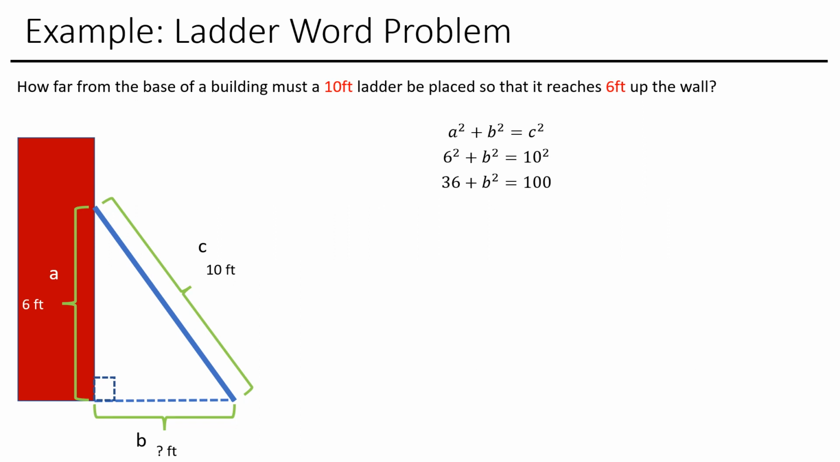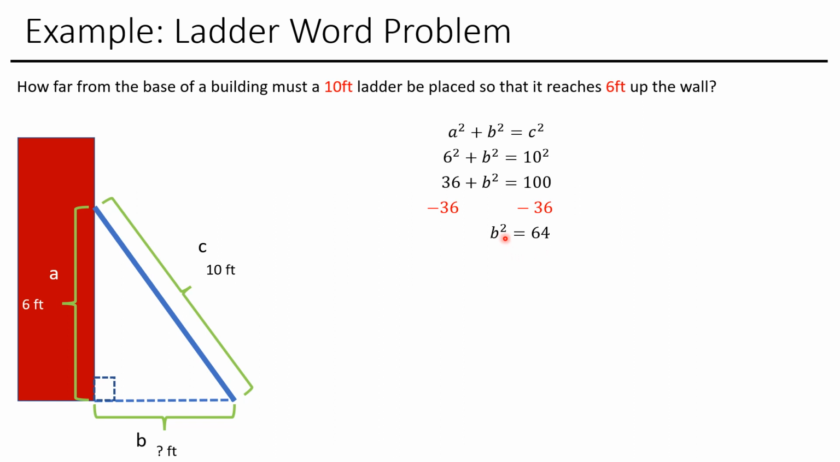Now you have to go back to algebra to learn how to solve this. So basically we're going to solve for B. But we've got to get this B by itself. So I need to get rid of 36. And so by doing that, I subtract 36 from both sides. Remember in algebra, whatever you do to one side, you have to do to the other side. So 100 minus 36 gives me 64. This 36 goes away, and I'm left with B squared equals 64.